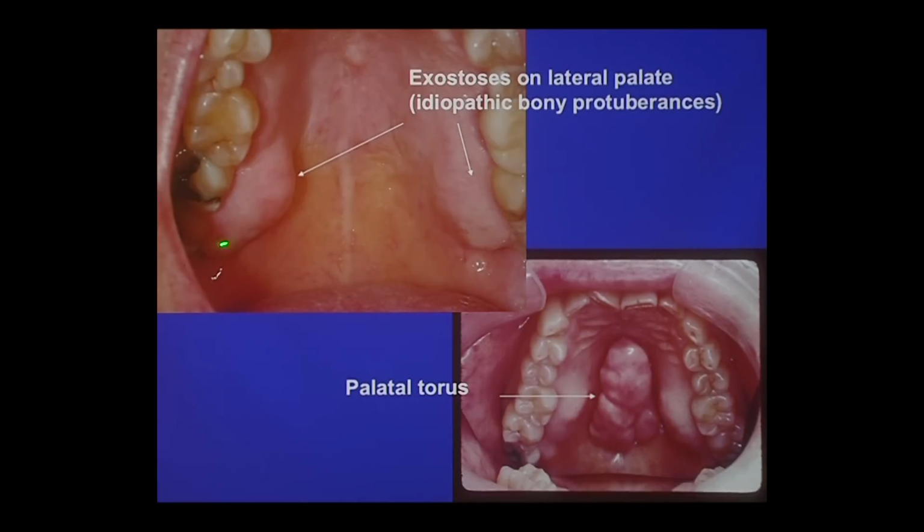But when they're at the edge like this, so this is also the patient's roof of mouth, and you can see at each edge of the palate, you get some exostoses. So we call them exostoses when they're anywhere else but in the middle of the palate. And they don't really cause a problem.